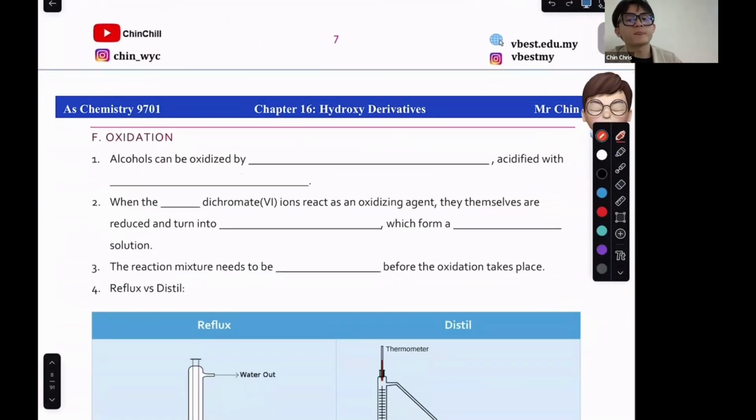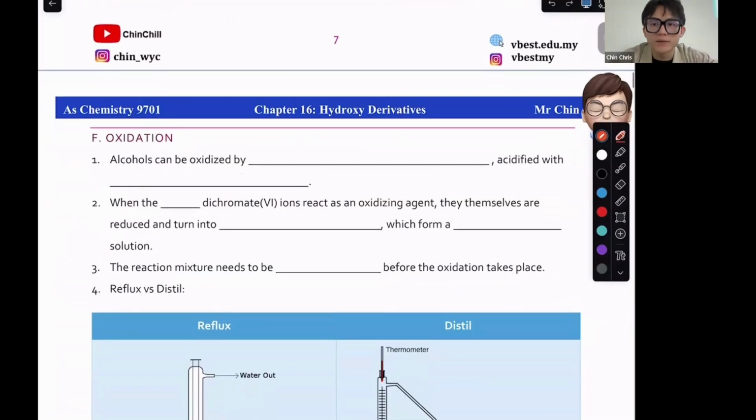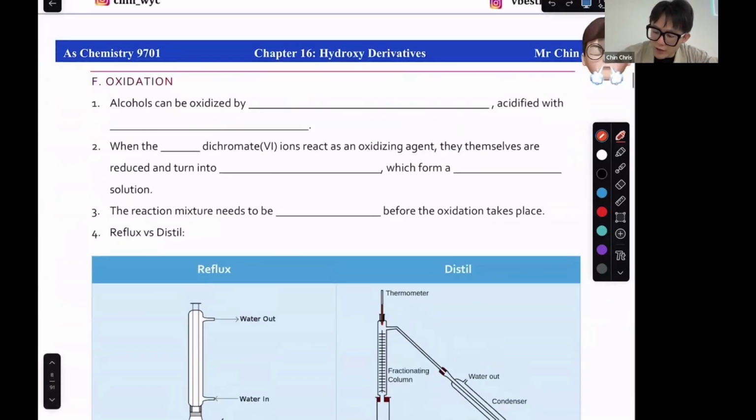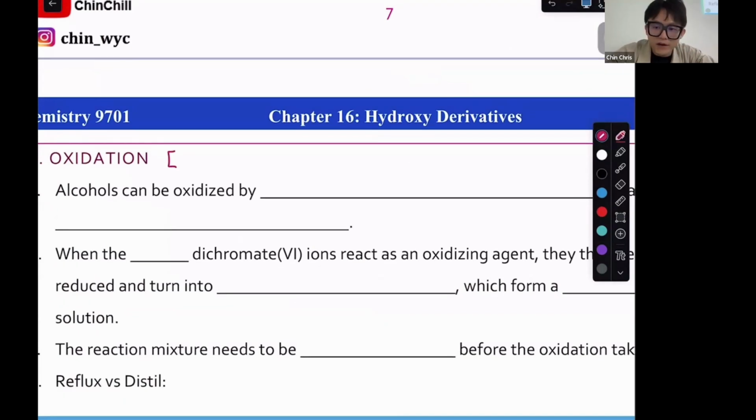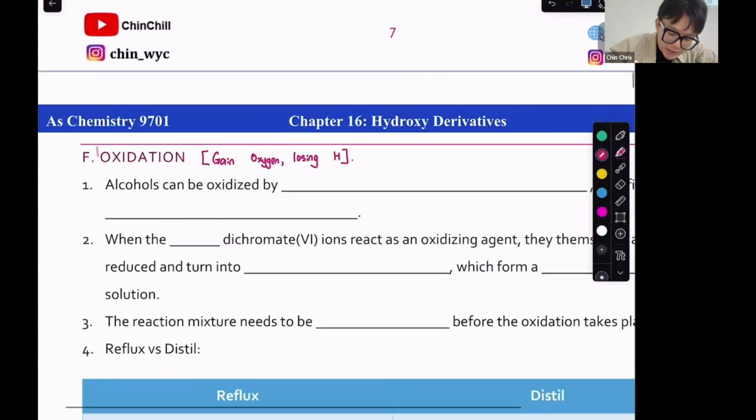Alright, guys. Next, what we have is oxidation. For oxidation, whenever you look at oxidation in organic chemistry, remember this: oxidation is defined as gaining oxygen and losing hydrogen. Remember. This is what oxidation means, gain oxygen, lose hydrogen. That's it. Please write down.